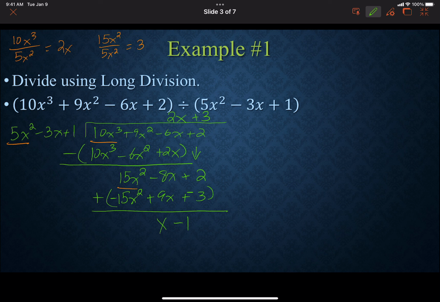So we go ahead and say our final answer is 2x plus 3, and then plus x minus 1 over 5x squared minus 3x plus 1. That's our final answer.